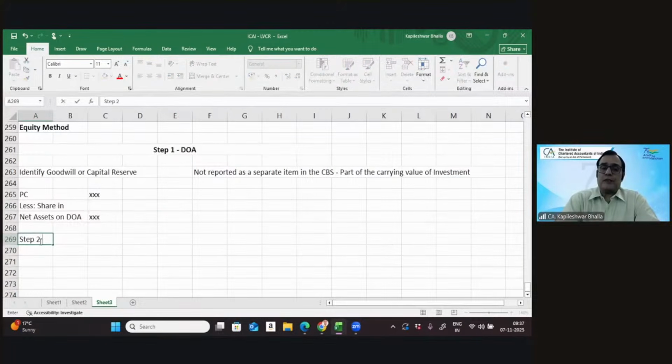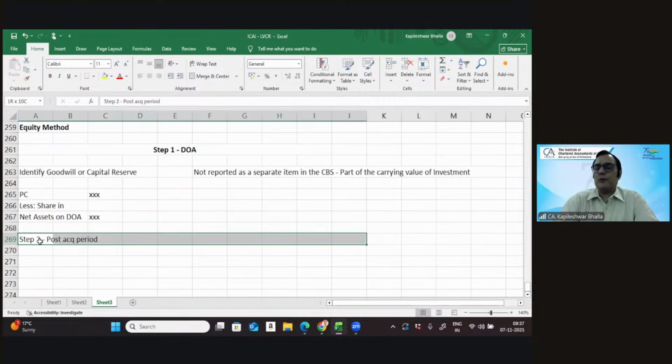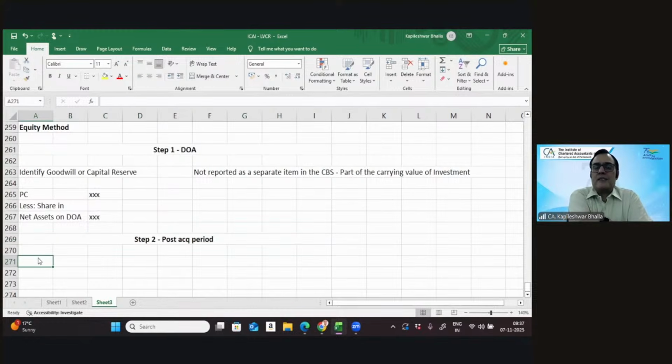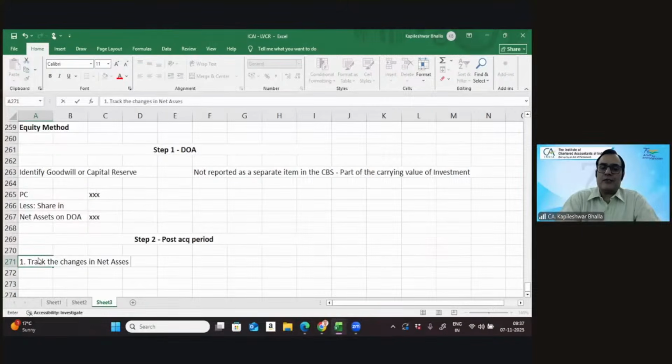And then you need to do step number two, which is, you can say, in the post-acquisition period. Now, what you do in the post-acquisition period is a very interesting exercise. And I always tell people that there are two important things to be done. The first thing you need to do in this particular case is track the changes in the net assets of the associate company.